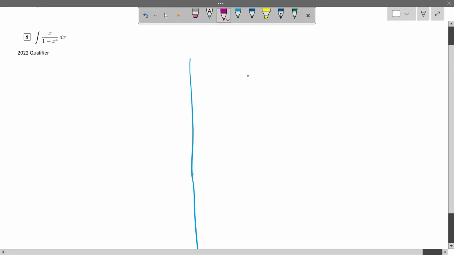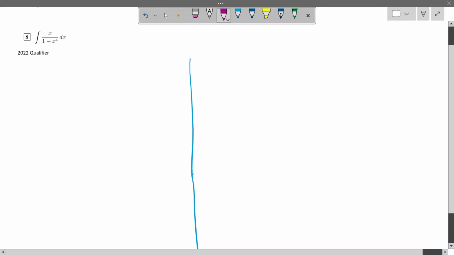So today I've got another MIT integration B question. Here we have the integral of x over 1 minus x to the power of 4 dx. If you would like to give this problem a go, you can pause the video now. All right, are you ready? So I'm going to show you how to do this question.